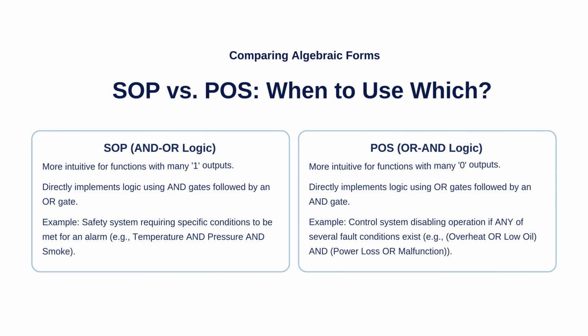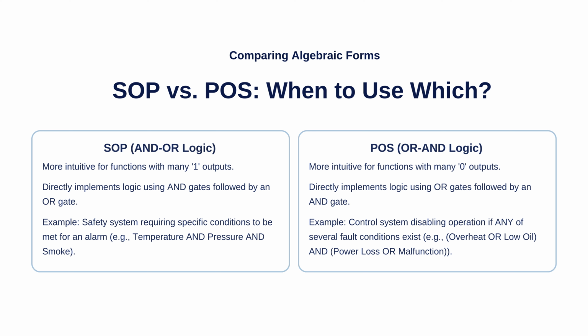Comparing algebraic forms, SOP versus POS. When to use which? SOP, AND-OR logic, is more intuitive for functions with many 1 outputs. POS, OR-AND logic, is more intuitive for functions with many 0 outputs. SOP directly implements logic using AND gates followed by an OR gate. POS directly implements logic using OR gates followed by an AND gate.